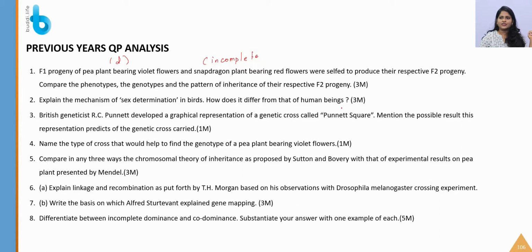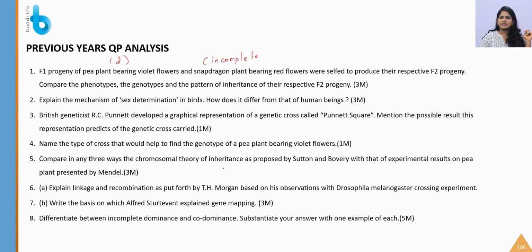Explain the sex determination in birds. How does this differ from human beings? Again, about the Punnett square, they have asked: name the type of cross that would help determine the genotype of a pea plant bearing violet flowers. Again, it will be a test cross.